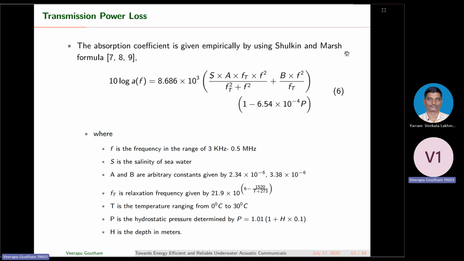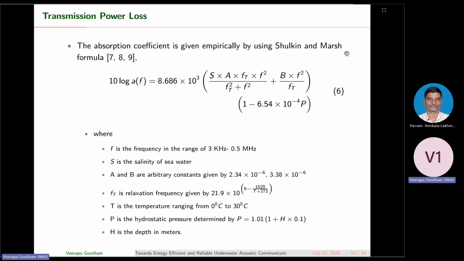Now, the absorption coefficient is given. There are several empirical formulas. What is meant by empirical? Researchers will conduct some experiments. They will transmit some signals, and after some distance, they will receive the power, the power intensity. Based on that, they find the equation. Based on the experimental conditions, they find the equations. Those equations are called empirical formulas.